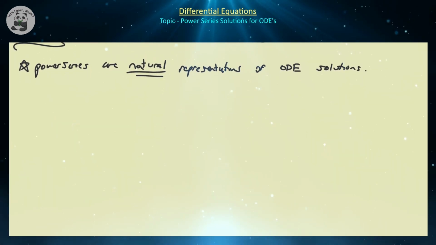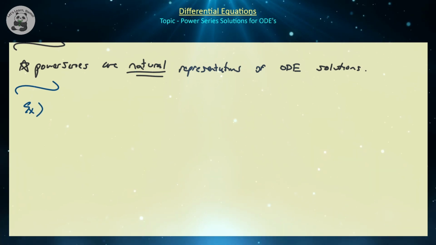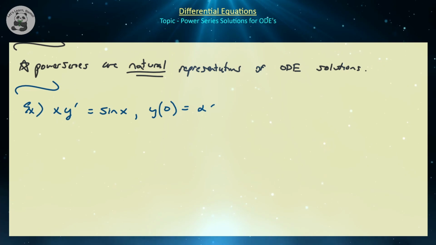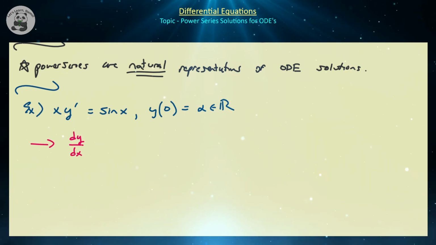Right, let's look at a particular differential equation that you might be able to solve now, but it looks easy on the surface. In particular, xy prime is equal to sine of x, with the initial condition that y(0) is equal to alpha, where alpha is just some real number. Right? So we can clearly see that this is a separable differential equation, in particular dy/dx is equal to sine x over x.